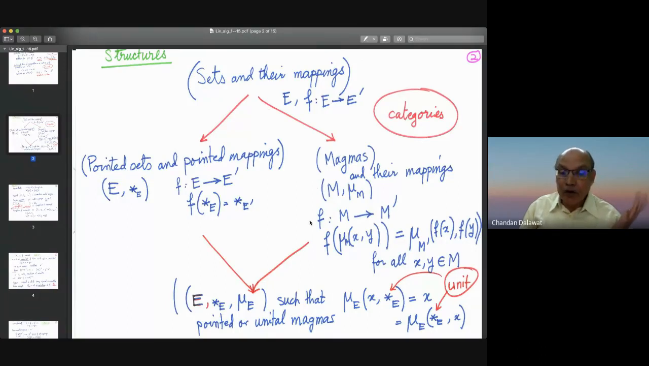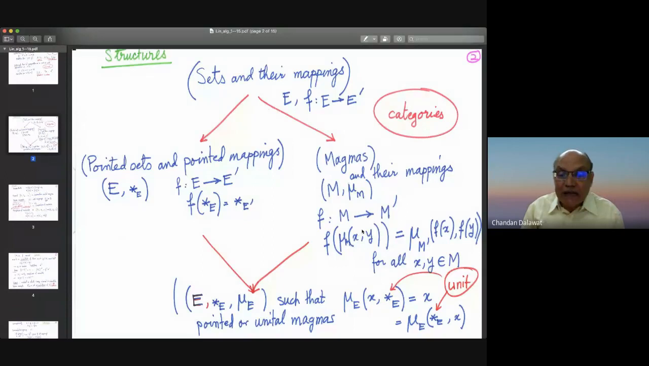then a morphism of magmas from M to M prime is a mapping f from M to M prime, such that whenever I have two elements x and y of M, and I compose them in M using the law of composition mu M, and take the image under f of this composite, what I get is the composite of f of x and f of y. Sometimes you express this property by saying that f respects the laws of composition of the two magmas.